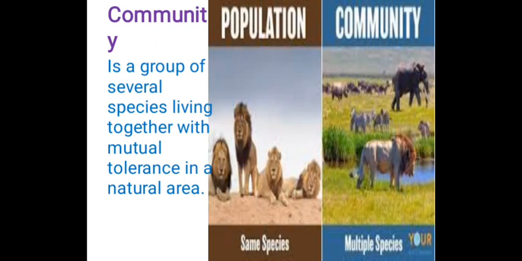Community. In this picture, we'll see the difference between a population and a community. A community is a group of several species living together with mutual tolerance in a natural area. You can see multiple species in this picture.